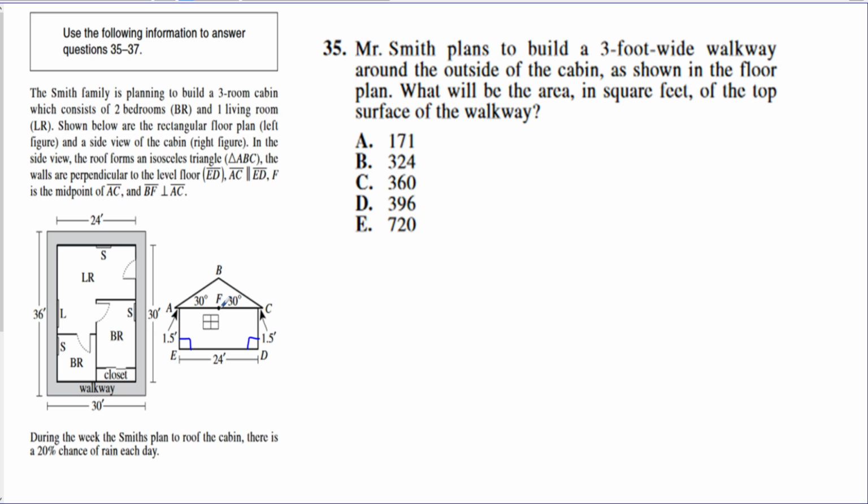F is the midpoint of AC, so that is the middle point. And BF, okay, let's find BF, right? BF right here is perpendicular to AC, right? So a lot of information there. And then at the bottom, there's actually a little bit more.